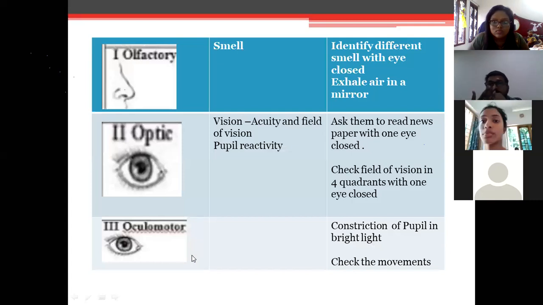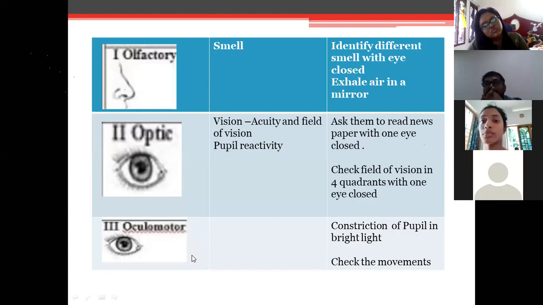To check whether the patient's olfactory nerves are working well, you just give different smells to the patient. I always try to give some good smells. Don't give any irritating smells for doing this. You can give strawberry or vanilla flavors to smell and let them identify whether this is strawberry, this is vanilla. If they can identify them, you can say your olfactory division is working well.